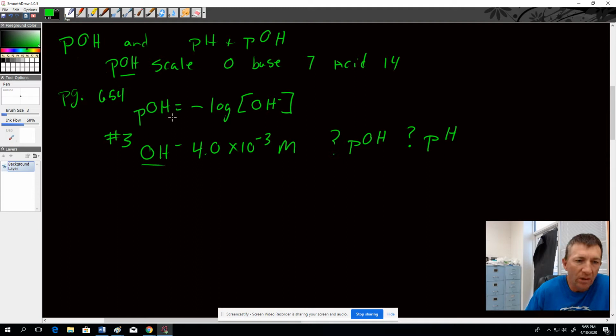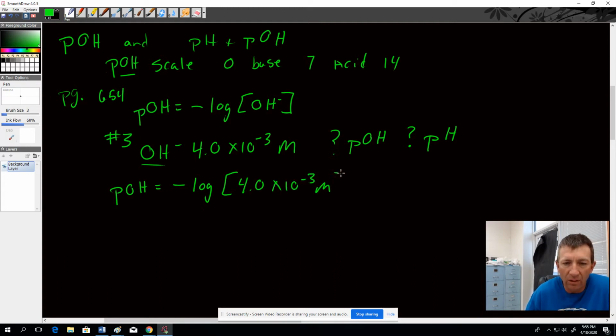Since we have the OH concentration, we're just going to use this formula right here above. We're going to say pOH equals the negative log of 4.0 times 10 to the negative third molarity. You're just going to put it in your calculator: negative log of 4.0 times 10 to the negative third. When you do that, you get a pOH equals 2.4. So that's what the pOH is. We have a pOH of 2.4.